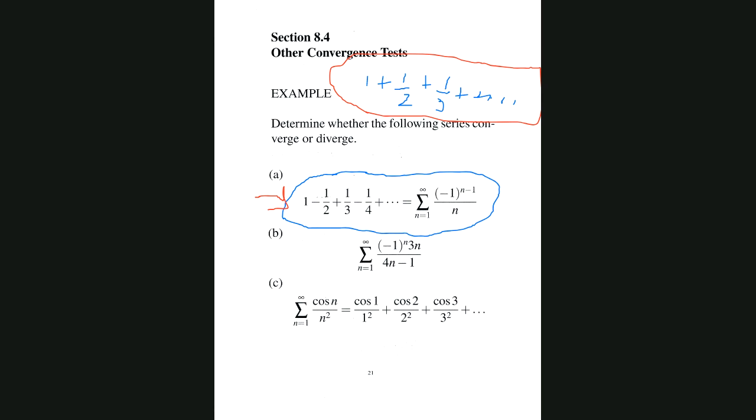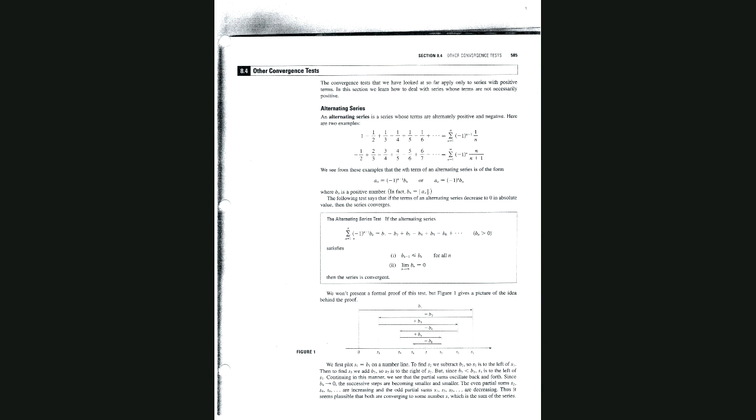For this alternating series, in section 8.4, we can apply what's called the alternating series test. So let me show you the alternating series test here. I have it right here. I printed a page out. It's in your ebook, though. It's in your ebook.